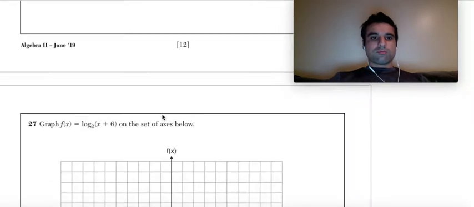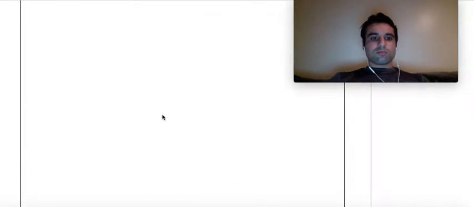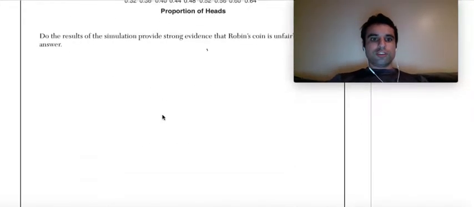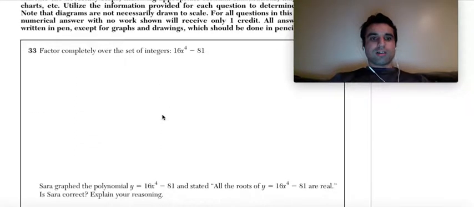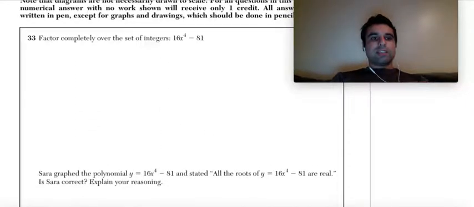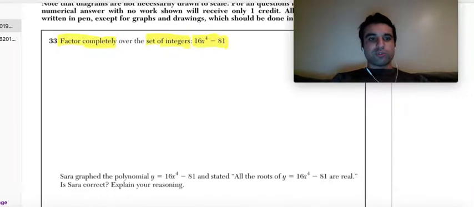33. Here we are. Factor completely. That's very important, guys. Completely means you don't stop until you can't factor anymore. And over the set of integers means no fractions, no imaginary numbers when we're factoring.